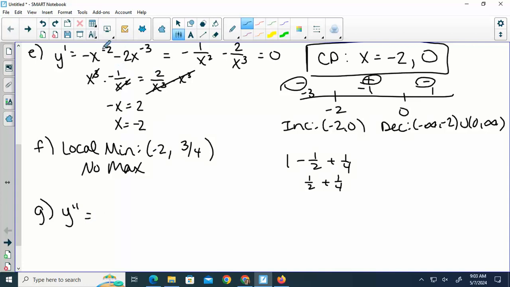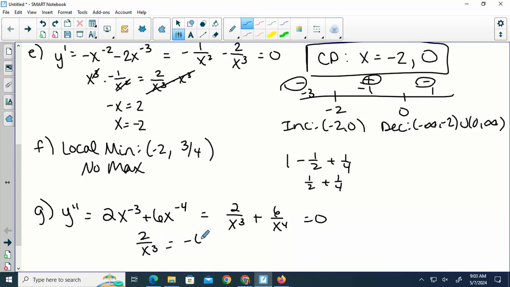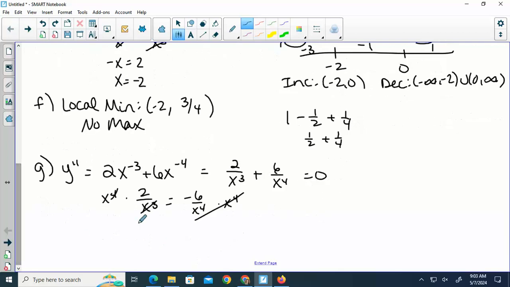All right, so the negative 2 comes down, so it would be a positive 2x to the negative 3 plus 6x to the negative 4, 2 over x cubed, 6 over x to the 4th. Set that equal to 0. Multiply x to the 4th over. So that will cancel 3 of them. So 2x equals negative 6, so x is negative 3.